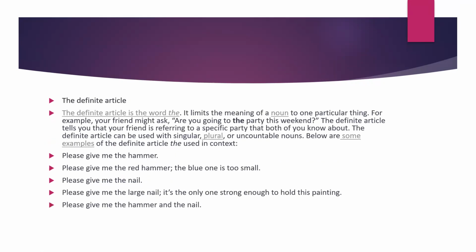The definite article is the word the. It limits the meaning of a noun to one particular thing. For example, your friend might ask, "Are you going to the party this weekend?" The definite article tells you that your friend is referring to a specific party that both of you know about. The definite article can be used with singular, plural, or uncountable nouns. Below are some examples of the definite article used in context.